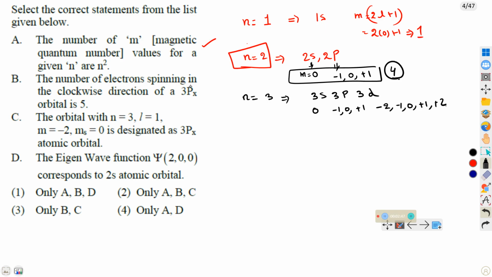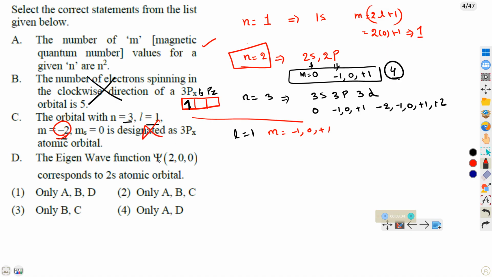The number of electrons spinning in clockwise direction of a 3px, only 3px they consider. This is p subshell. P subshell contains 3 p orbitals, px, py, pz. In px, only one clockwise electron is present. So this statement is wrong. The orbital with n is equal to 3, l is equal to 1, m is equal to minus 2. This is also wrong. Why is that wrong? Because if l value is equal to 1, possible m values are minus 1, 0, plus 1 only. Minus 2 value is not possible.